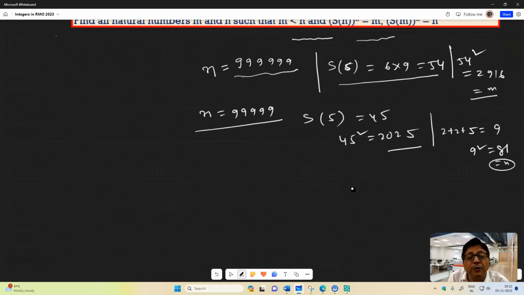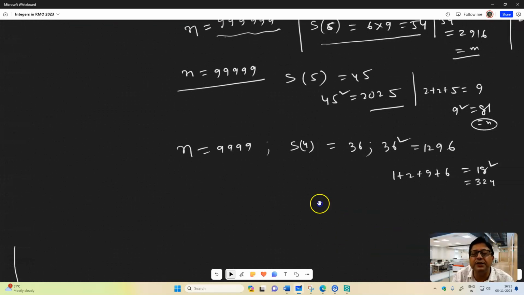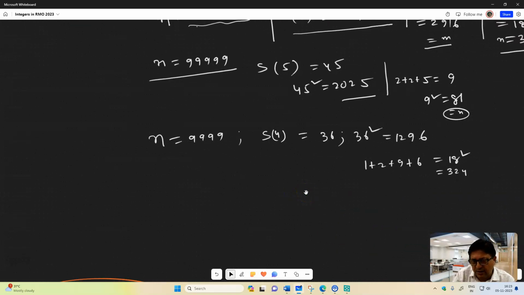What will happen if you take a 4-digit number? Let us check with the maximum value. N equal to 9999. So the sum of the digits S4 is going to be equal to what? 36. 36 square is 1296. Now 1 plus 2 plus 9 plus 6 is what? This is 18. 18 square is 324. So obviously it is not matching in this case also. It cannot be a 4-digit number, and we cannot check with all these numbers one by one.